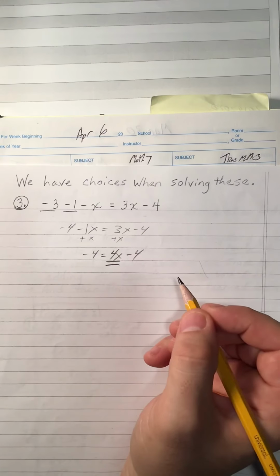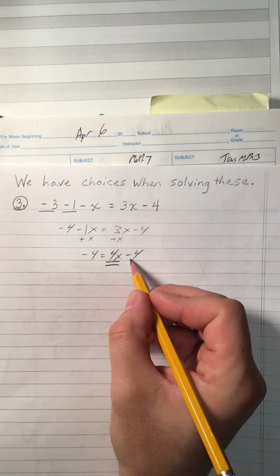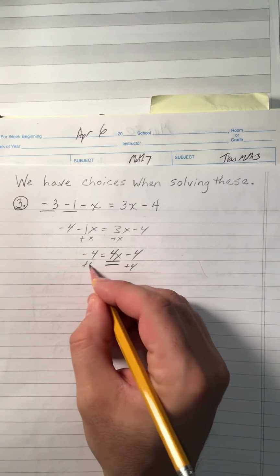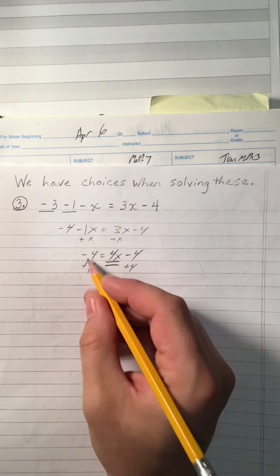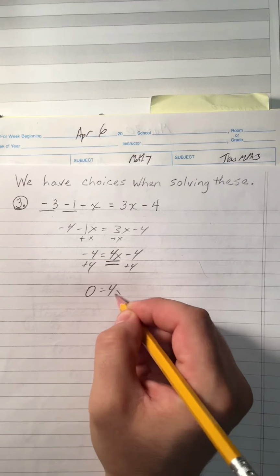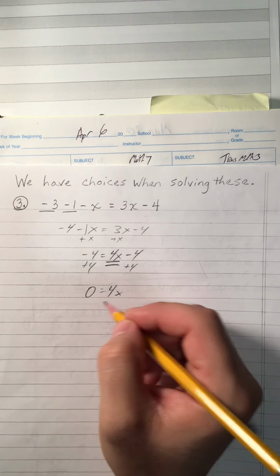Here's my x. I am not going to touch that. How do you get rid of a minus 4? We're going to add 4 to both sides. Negative 4 plus 4 is 0 equals 4x. 4 times what is 0?